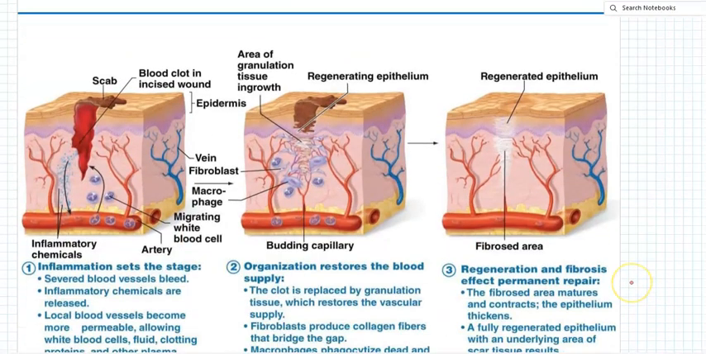No. And the last bit for today's discussion is the process of inflammation and repair. So here's what I want you to understand. Listen.